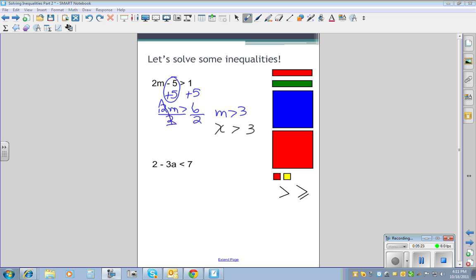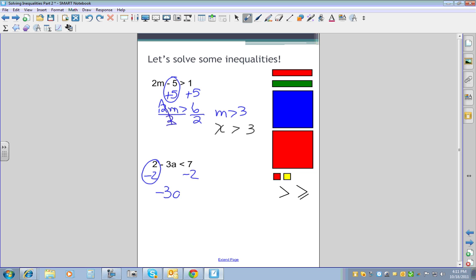Okay, so let's solve this inequality symbolically now. We're going to do the same thing as we did before. We're going to subtract 2 from both sides so that we can isolate our variable, and we have negative 3a is less than 5. And then we're going to divide by the coefficient on our variable so that we can get 1a. And we'll have to divide this side as well.